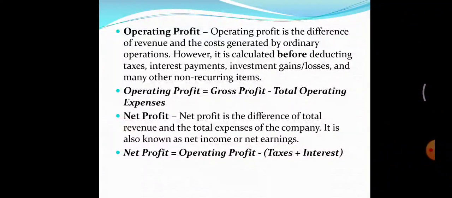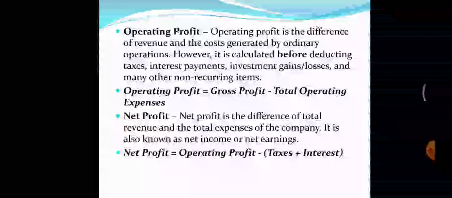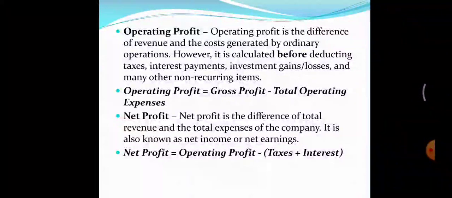Next one is net profit. Net profit is the difference of total revenue and the total expenses of the company. It is also known as net income or net earnings. The formula is net profit equals operating profit minus taxes plus interest.